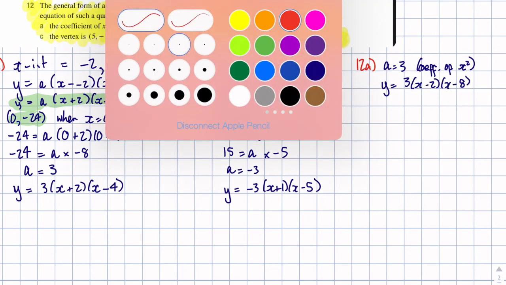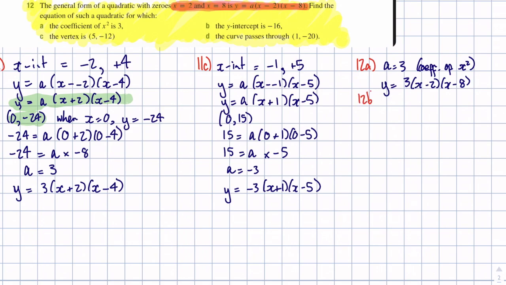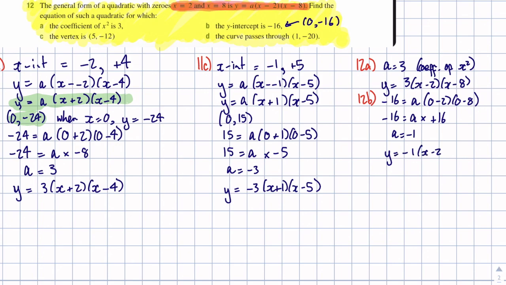Let's have a look at 12b. We know the y-intercept equals -16, so this is the point (0, -16). So we know -16 equals a, which we don't know this time, times (0 take 2)(0 take 8). It's going to come out as positive 16, so a equals -1. So y equals -1, or just negative, (x take 2)(x take 8).